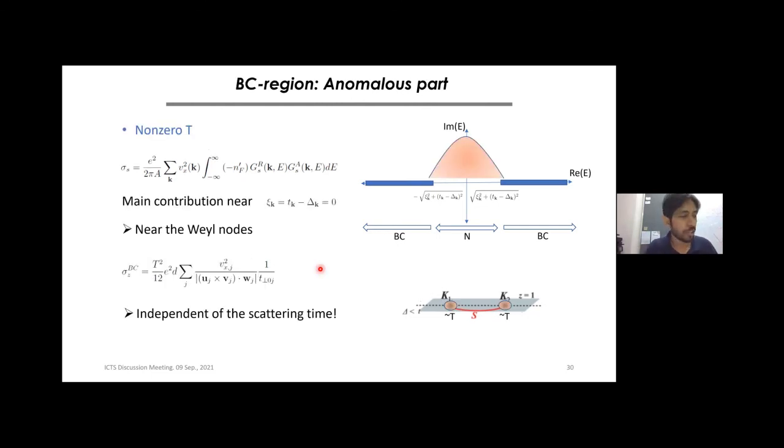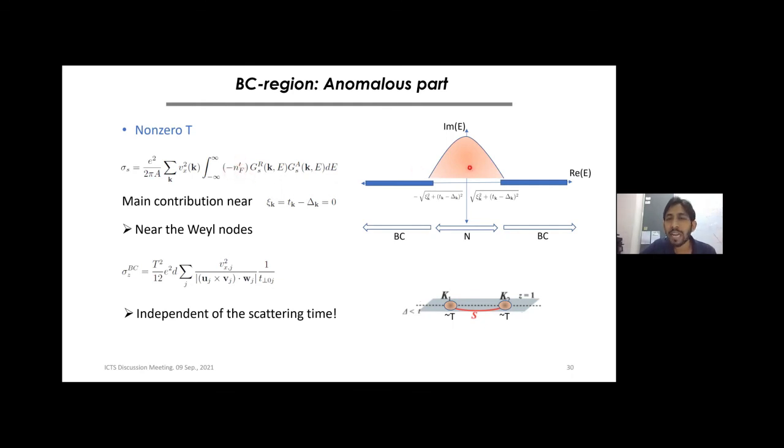Now let's go to the other side. So the other side is the branch cut region, which now comes from here. And you can immediately see that if I don't have a finite temperature, this branch cut will not contribute because it can only come from this part of the energy integral, right? So I introduce a finite temperature.